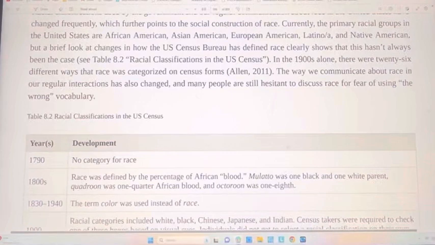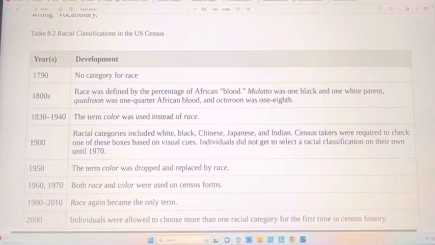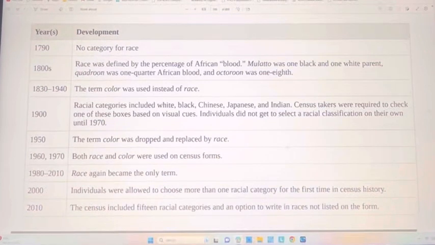In the 1900s alone, there were about 26 different ways that race was categorized on census forms. The way we communicate about race in our regular interactions has also changed, and many people are still hesitant to discuss race for fear of using the wrong vocabulary. There's a chart here, and I'll take a quick look at the chart. So it goes by year and then development.